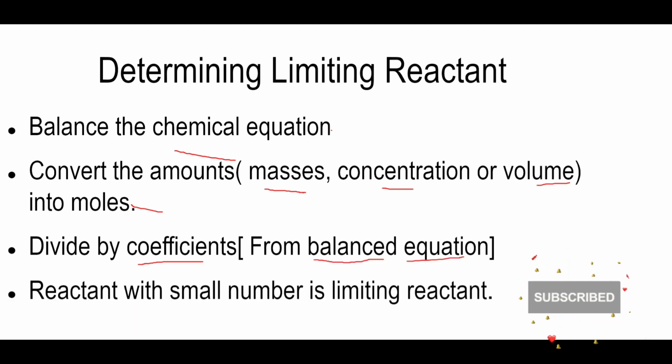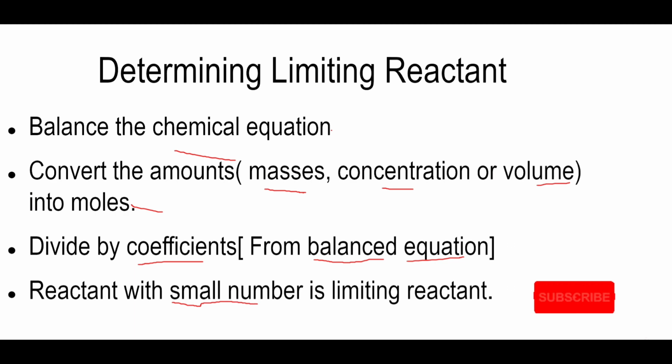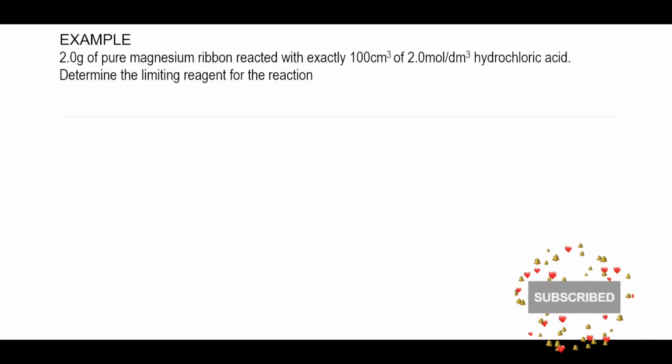Then four, the reactant with a smaller number is the limiting reagent. So you compare after dividing with the coefficients. The reactant with a smaller number is the limiting reactant. Let us look at this example.